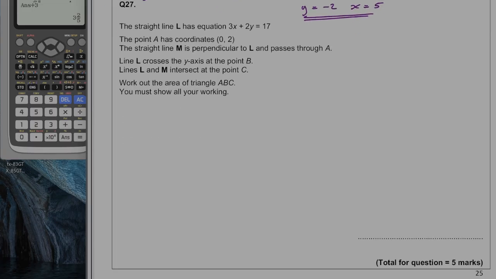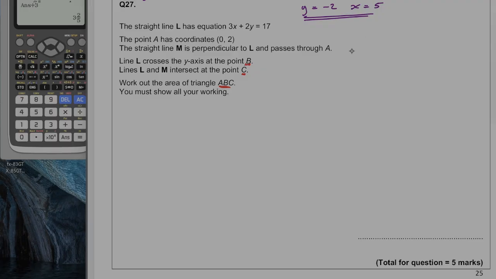Right, question 27. The line L has the equation 3x plus 2y is equal to 17. The point A has a coordinate of 0, 2. The straight line M is perpendicular to L and passes through A. The line L crosses the x-axis at point B. The line L and M intersect at point C. Work out the area of the triangle ABC.